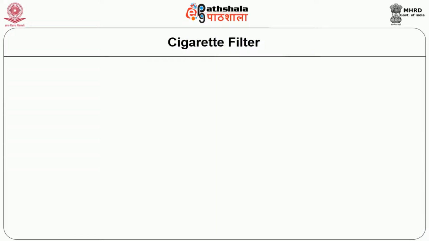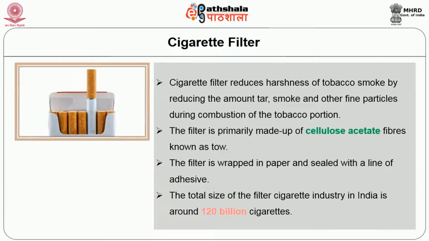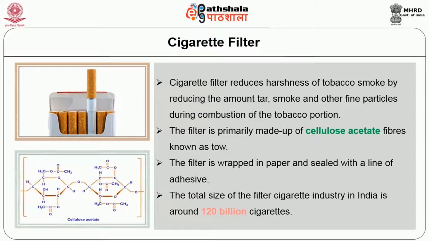The next concept we will be seeing is cigarette filters. Cigarette filters reduce harshness of tobacco smoke by reducing the amount of tar, smoke, and other fine particles during combustion of the tobacco portion. The filter is primarily made of cellulose acetate fibers known as tow. The fibers are bonded together with a hardening agent in acetic plastic which helps the filter to keep its shape. The filter is wrapped in paper and sealed with a line of adhesive.